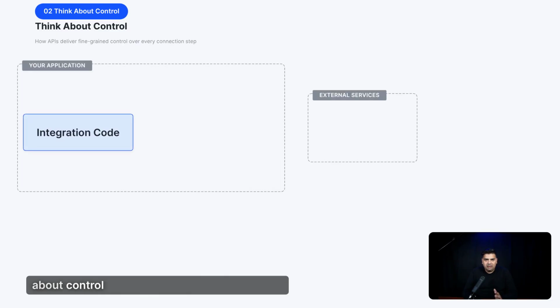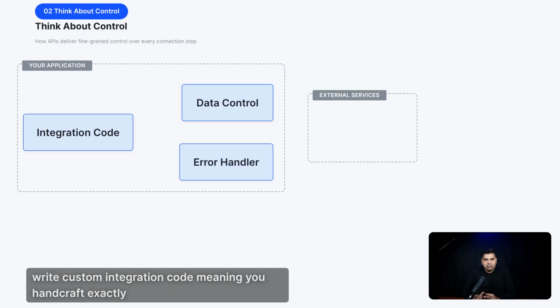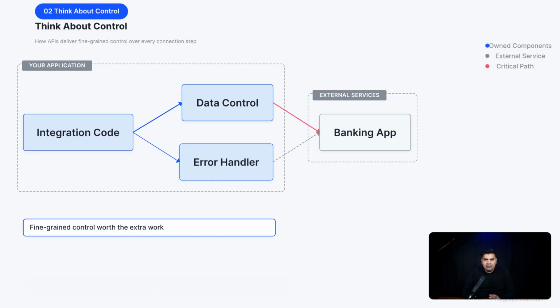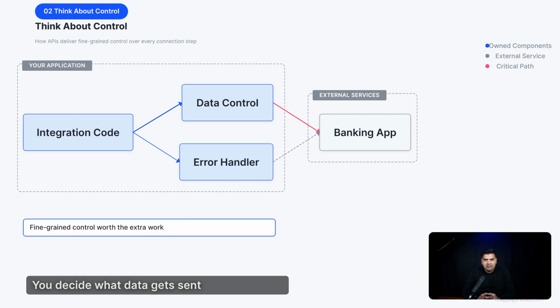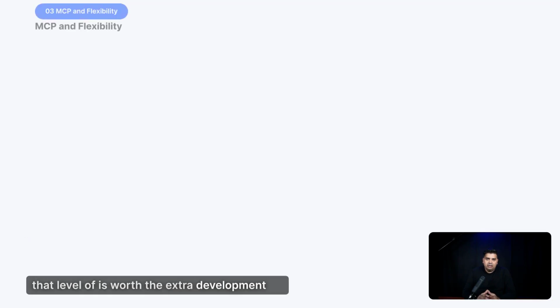Think about control. How precisely do you need to manage what happens during every step of the connection? APIs give you fine-grained control. You write custom integration code, meaning you handcraft exactly how your application talks to each service. You decide what data gets sent, what comes back, and how errors are handled. If you are building something where security is critical, like a banking app, or where every millisecond matters, that level of control is worth the extra development work.